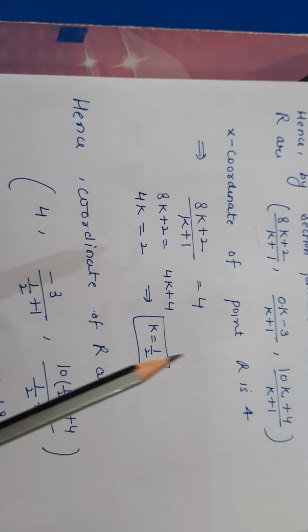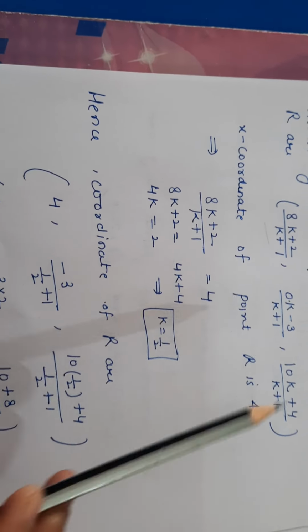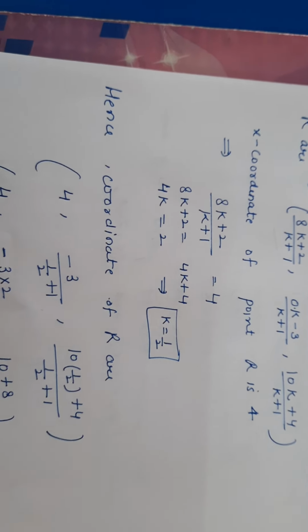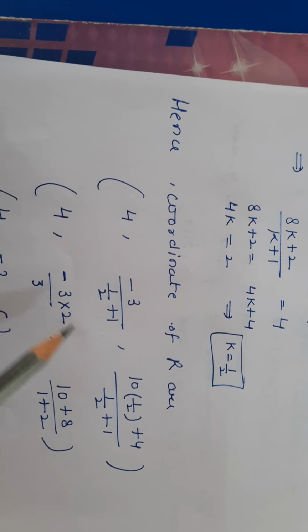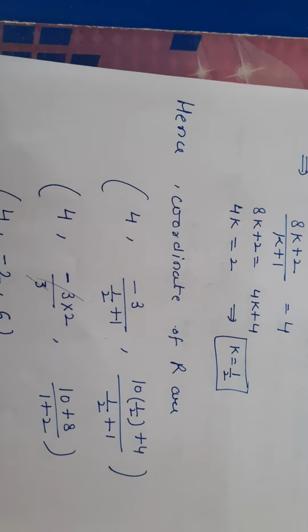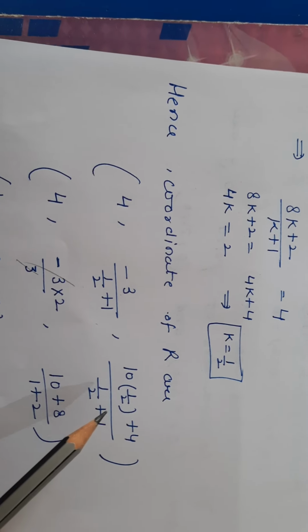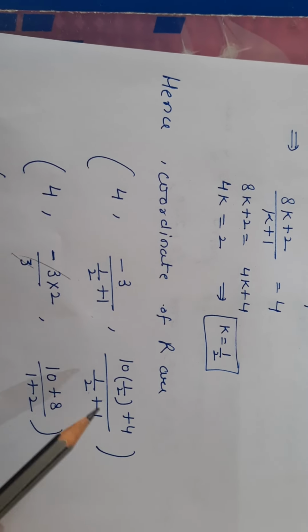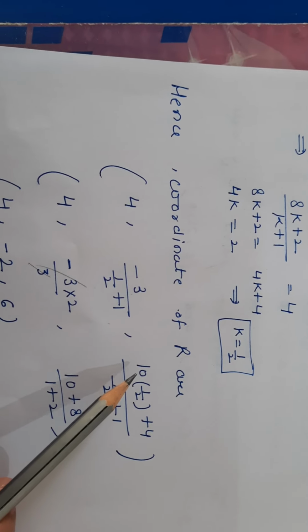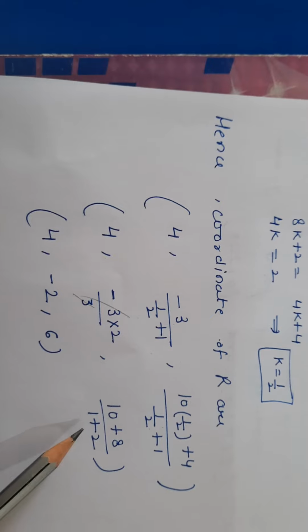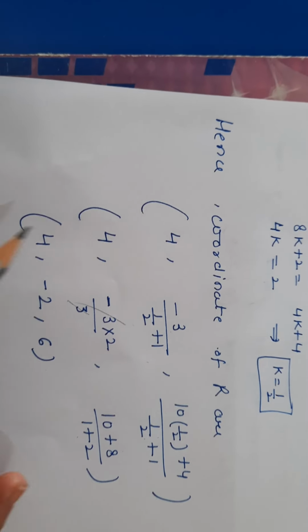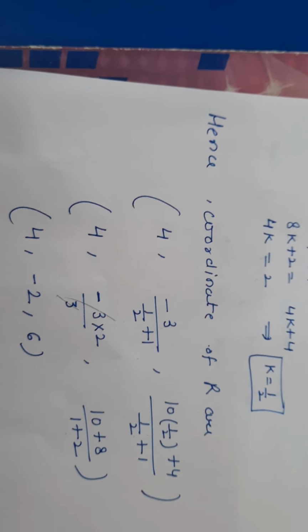This is minus 3 upon (1 by 2 plus 1). This is (10 into 1 by 2 plus 4) upon (1 by 2 plus 1). Minus 3 upon 3 by 2, this 3 will be cancelled. Take the LCM in the numerator as well as in the denominator. This is 2 and that will be cancelled. We'll have (10 plus 8) upon (1 plus 2), 18 by 3, this is 6. So the answer is (4, minus 2, 6).